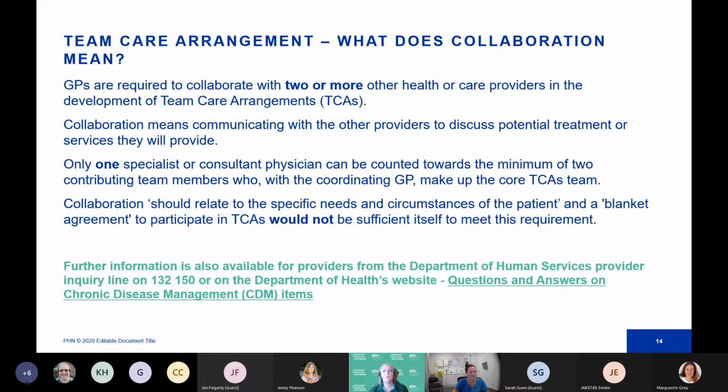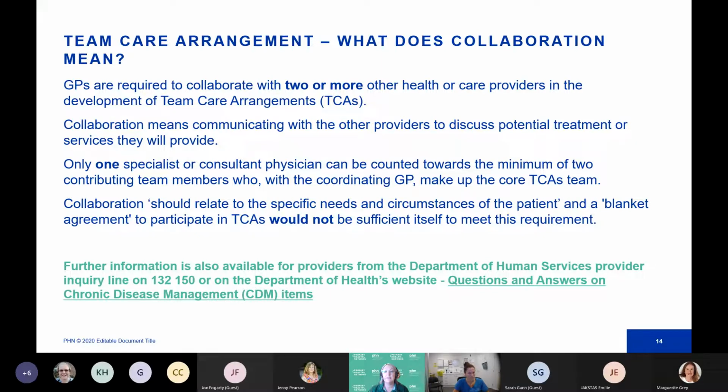So the team care arrangement: what does collaboration mean? This area does become a little bit tricky. I do see a lot of practices not claiming this step correctly. GPs are required to collaborate with 2 or more other health or care providers in the development of the team care arrangement. To be one of the minimum of 3 members of the team care arrangement team, a provider should have an ongoing role and involvement with the patient. Collaboration means communicating with the other providers to discuss potential treatment or services that they will be providing.